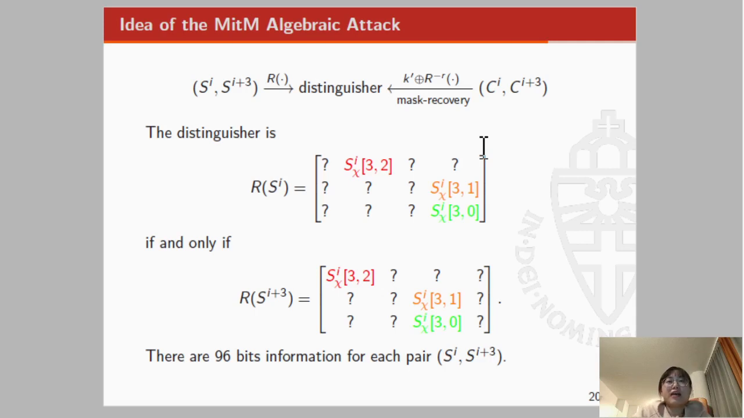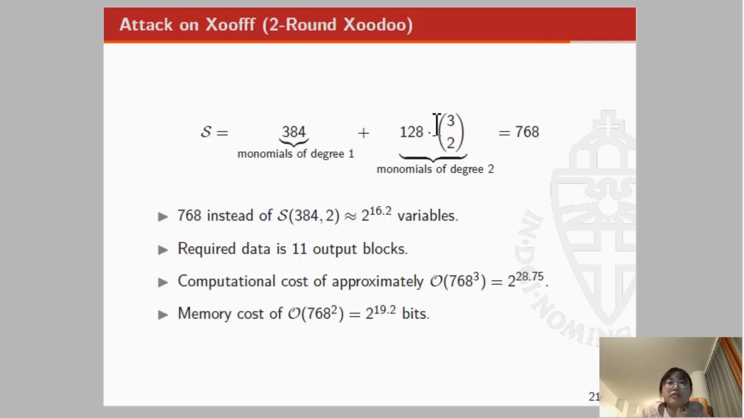In this attack, the distinguisher is like this. After one round, the lanes marked by the same color have the same value. So there are 96 bits equivalent information for each pair. With this distinguisher, we can attack on Xoofff.